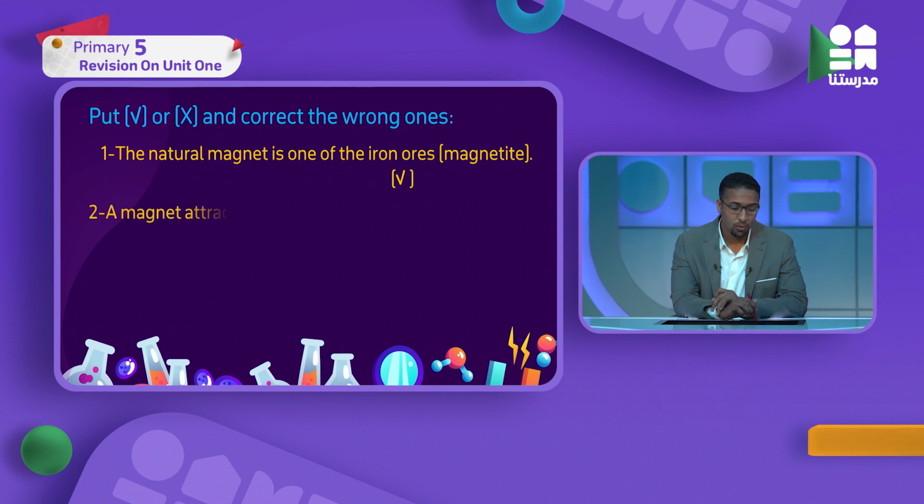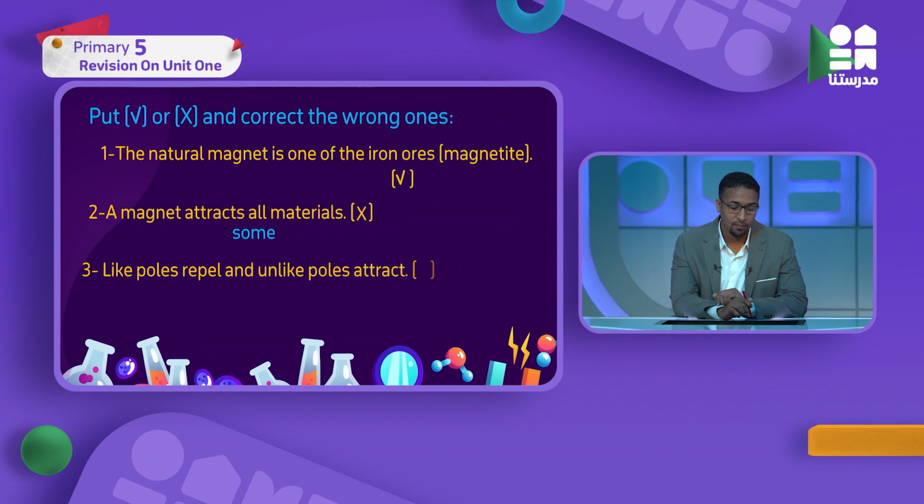Number 2, a magnet attracts all materials. Is that right? All materials like plastic and wood? No. It attracts some materials which are called magnetic materials. So "all" is wrong. It attracts some materials.